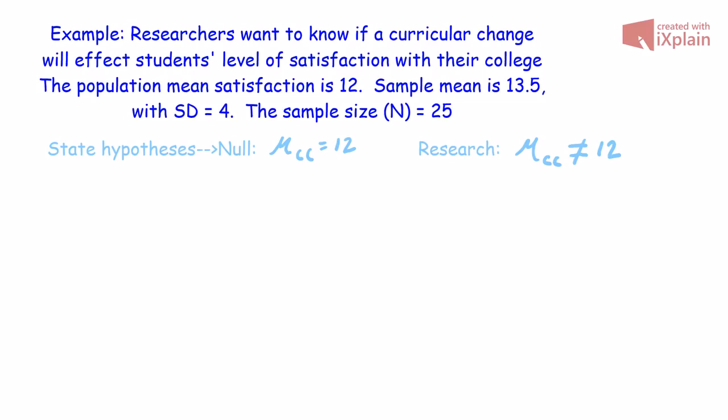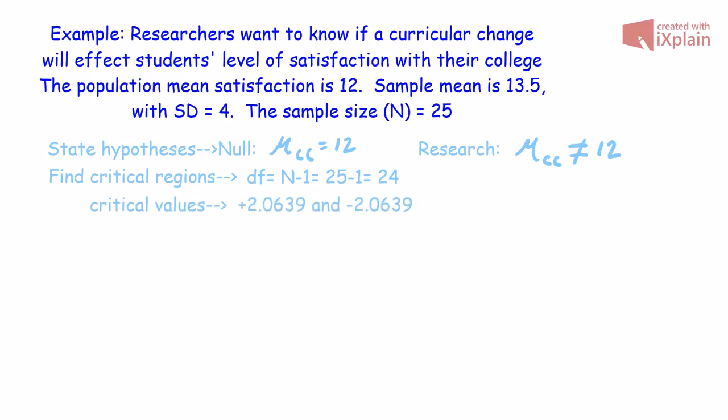The next step is to find the critical region. And you do that by determining or calculating the degrees of freedom. For a one-sample t-test, the degrees of freedom is the number of people in the study, in this case 25, minus 1. So we have a degrees of freedom of 24. Then we look up the critical values in the back of the book, in the appropriate appendix.